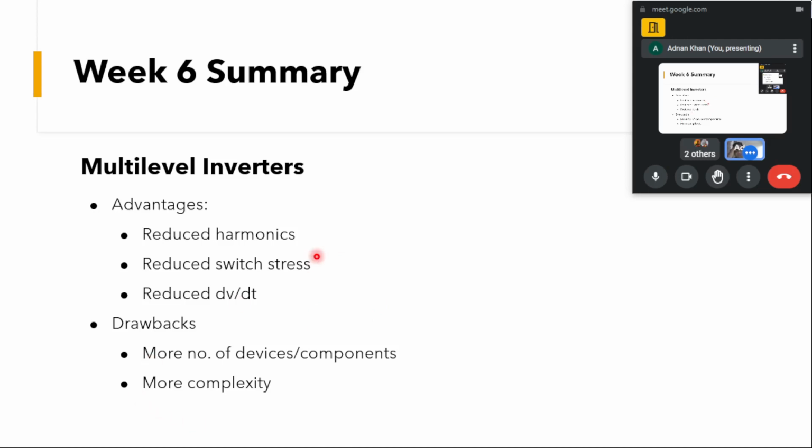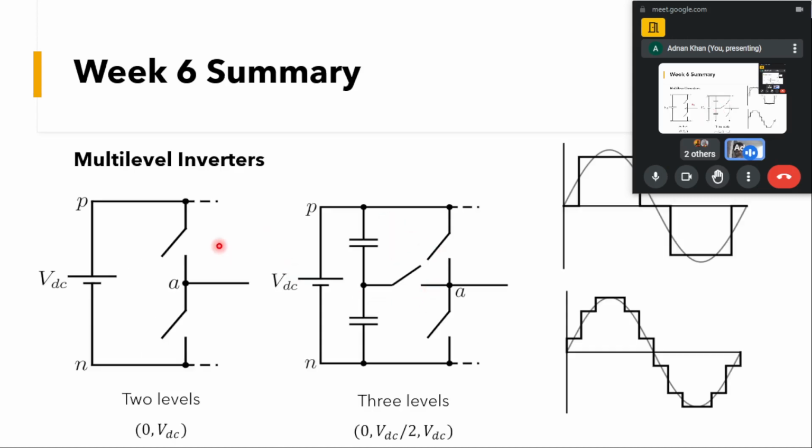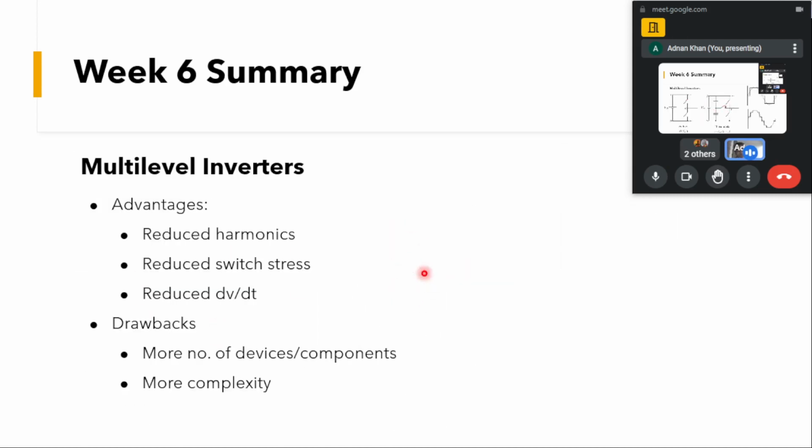These are the advantages of multi-level inverters, with the improvement in harmonics. The drawback is that we require more components. Here you saw that instead of 2 switches, we require 3. We'll be seeing some topologies with different switches. And with the increase in switches and number of levels, as I already said, the complexity will also increase.